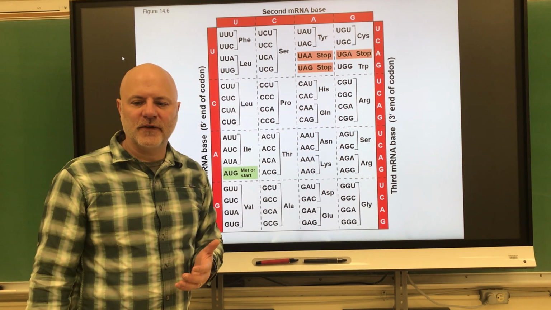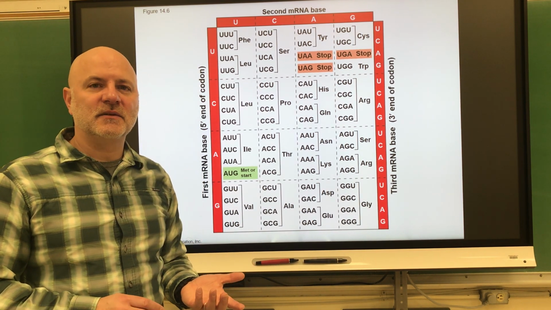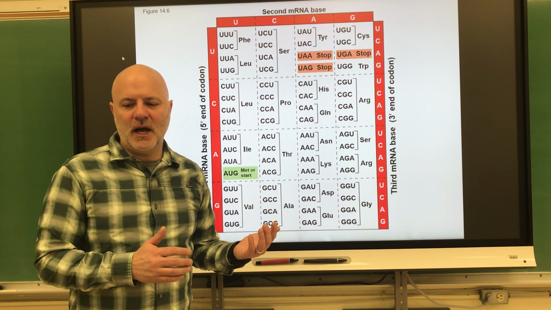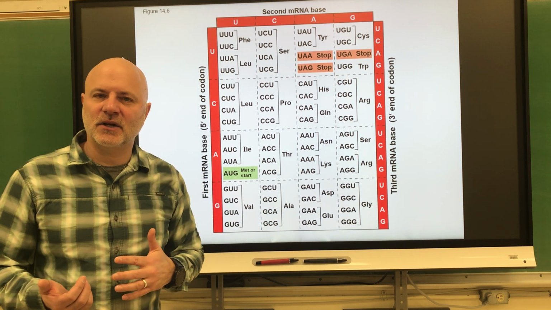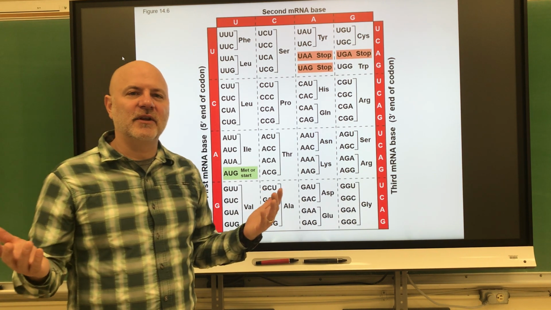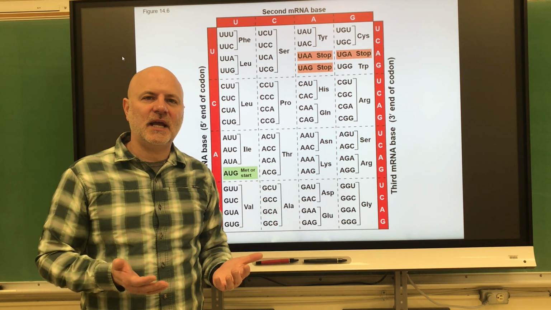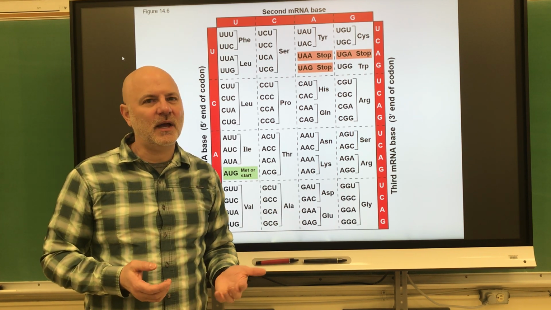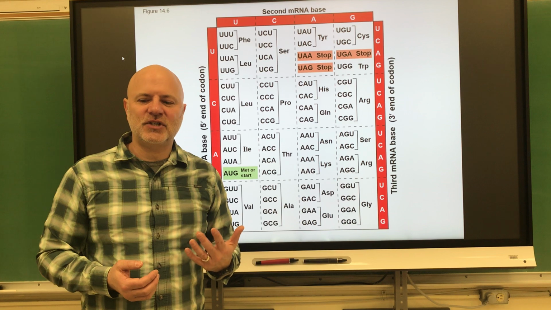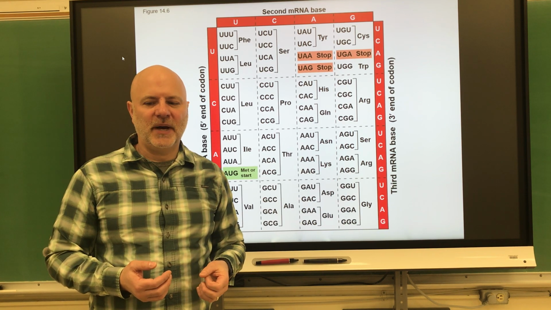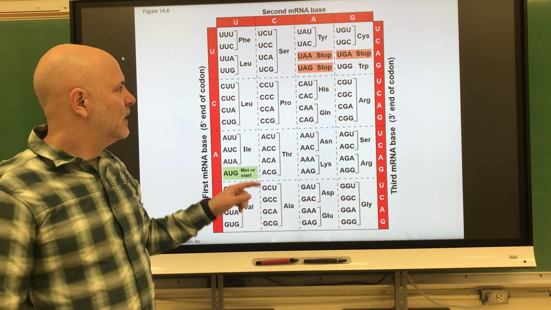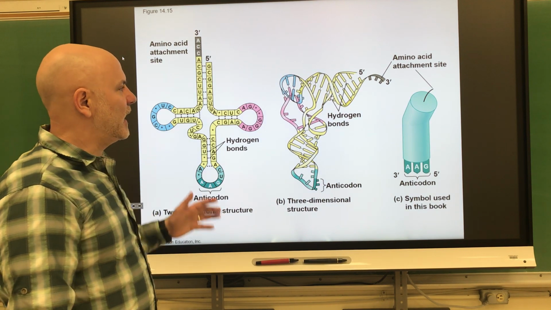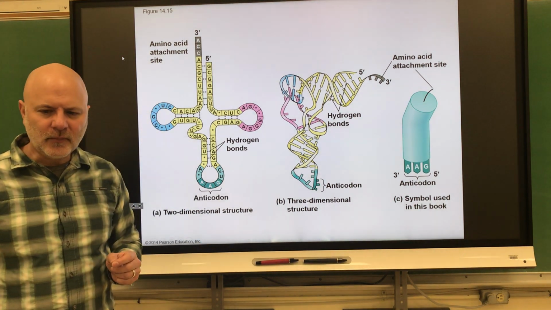Lastly, the code is universal, so all living organisms use the same code, from the smallest bacterium to the largest animal that's ever lived, which is currently alive today. That would be the blue whale. And what this does is it suggests all organisms are related by descent. Now, let's take a look at what else is used in translation.